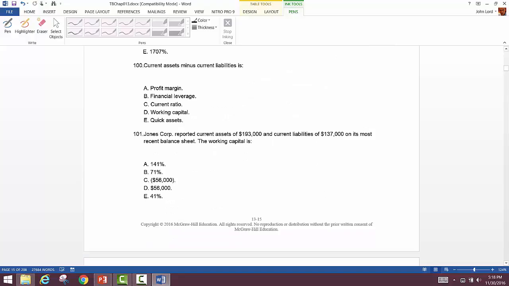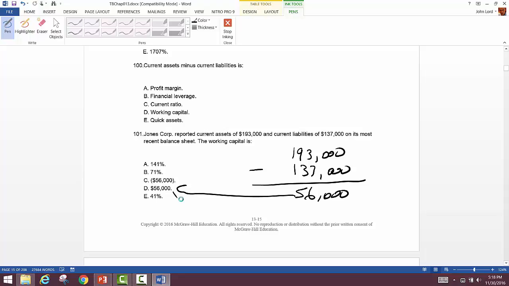7.85. Okay. We didn't get into this. Well, we didn't call it working capital. Okay, we did current ratio. But working capital is the difference between my current assets and my current liabilities. And so I have a difference here of what, 56,000? It's got to be 56,000 is the difference between these. That 56,000 is something called working capital.